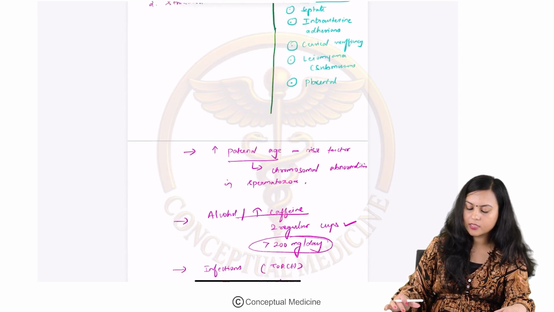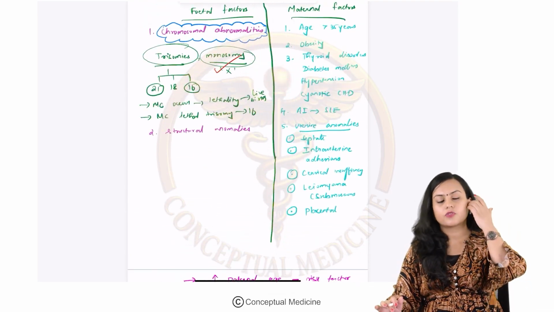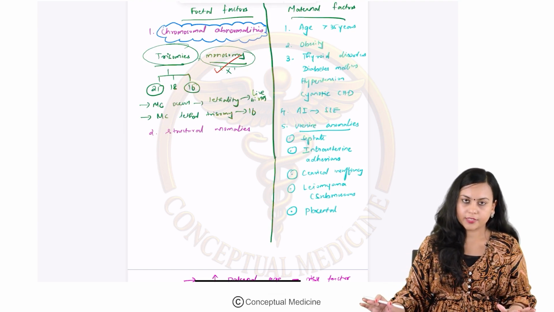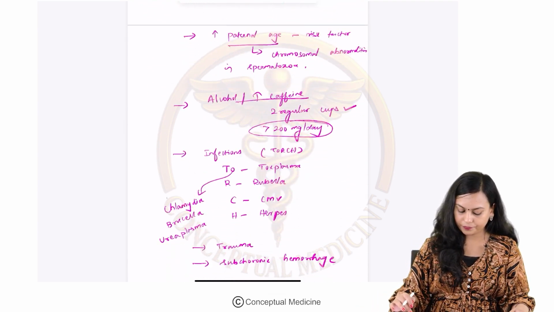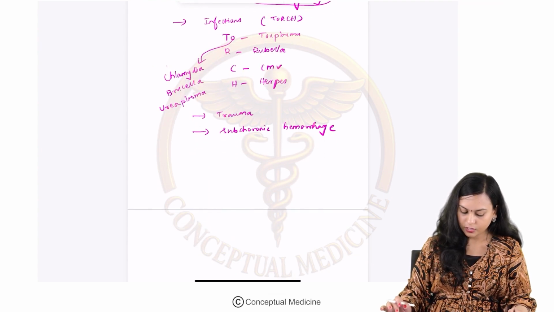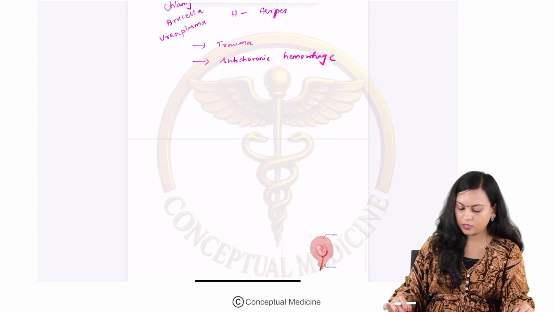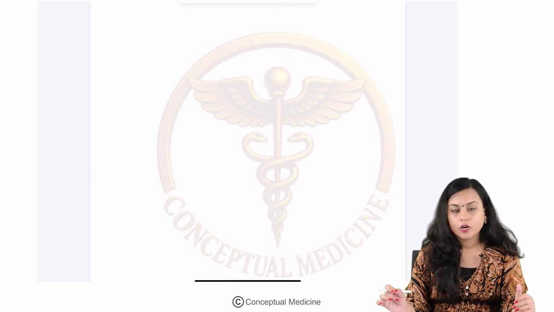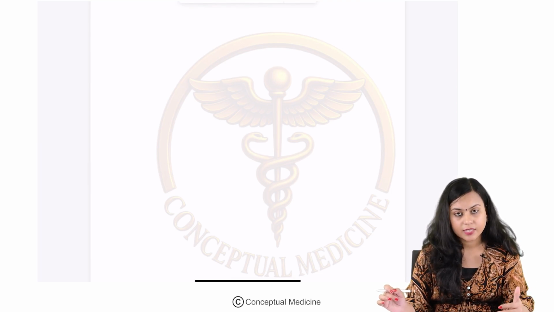Am I clear with the list? Yes, we have discussed so far, and the most important cause is chromosomal abnormalities, right? Now, we'll classify the chromosomal abnormalities. Now, we'll see what are the various types of spontaneous isolated miscarriages.